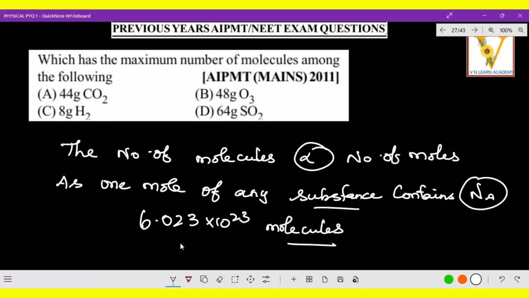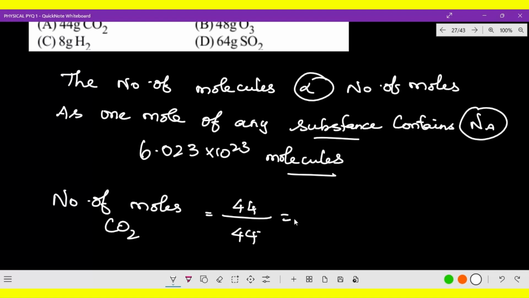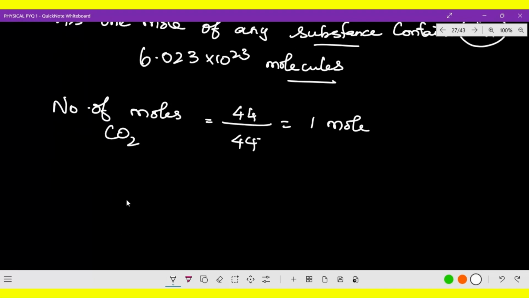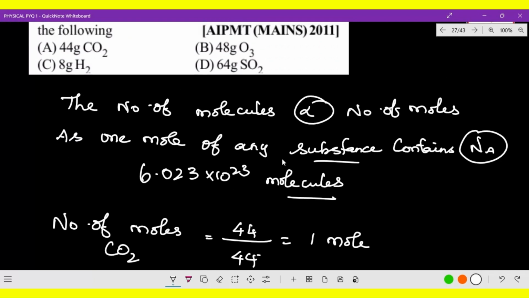Now here we have to identify the number of moles. You know that number of moles equals given mass by molecular mass. So the number of moles of carbon dioxide: the given mass is 44, divided by molecular mass, also 44. So here 1 mole. Number of moles of ozone: 48 gram divided by 48, that is 16 into 3. So here also 1 mole. Please note down the data so that it will be easy: 48 gram of ozone, 8 gram of hydrogen, 64 gram of SO2.